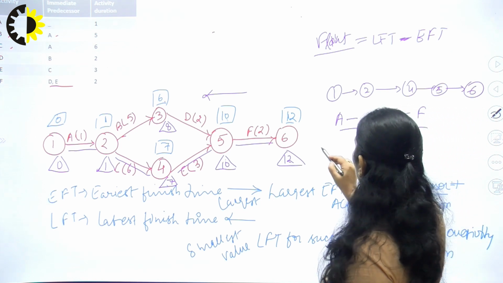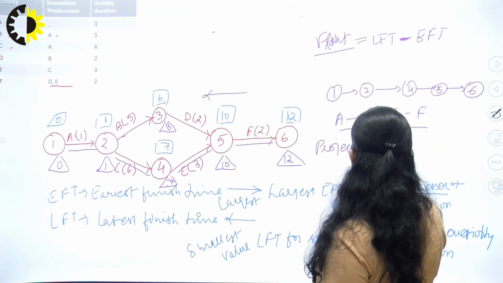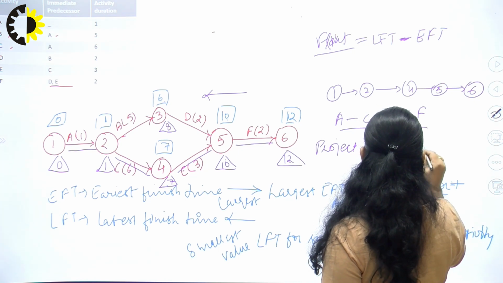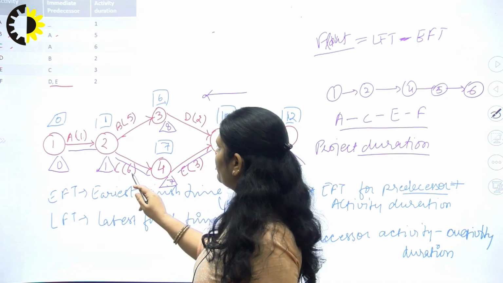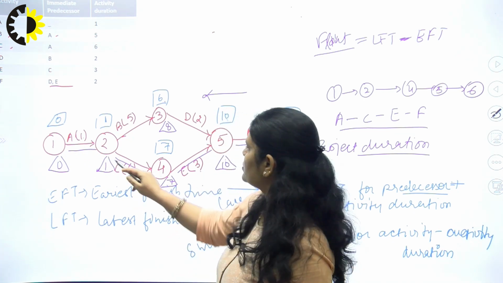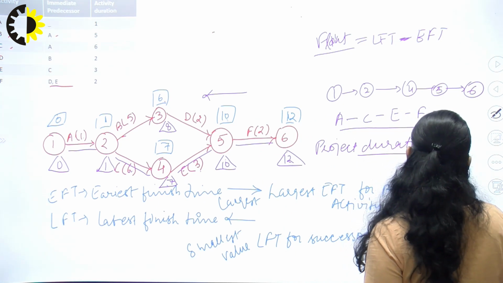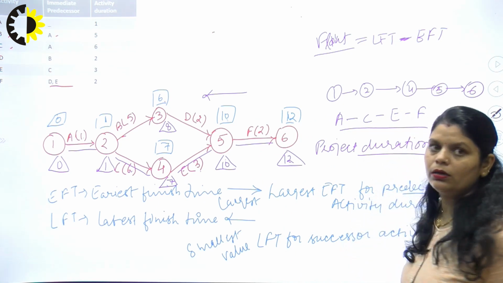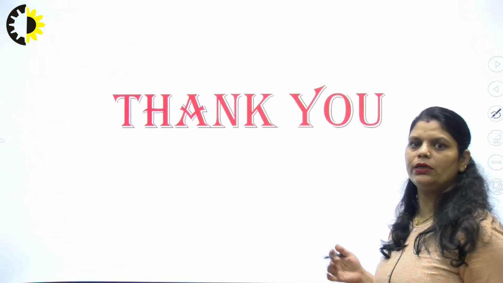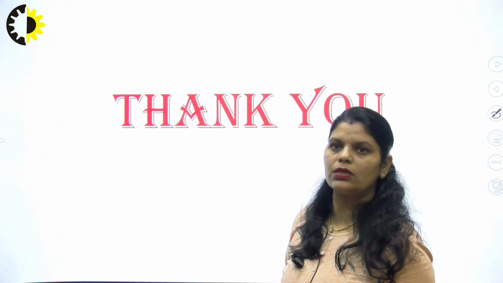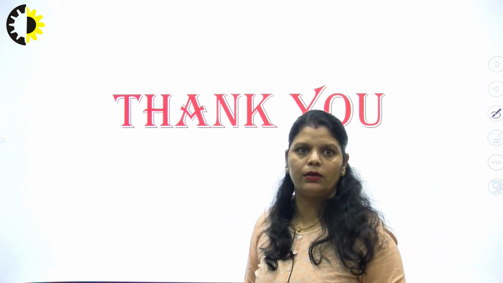And what will be the project duration? The project duration will be the duration taken by these critical activities. So for A it is 1, plus 6, plus 3, 7 plus 3 is 10, plus 2 means 12 days. So this will become our project duration. In this way, we can calculate problems related to CPM. So that is all from my side on the CPM part. Thank you so much.